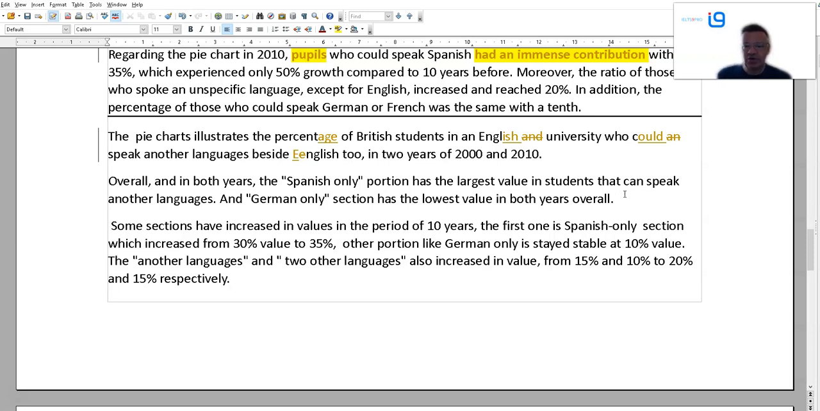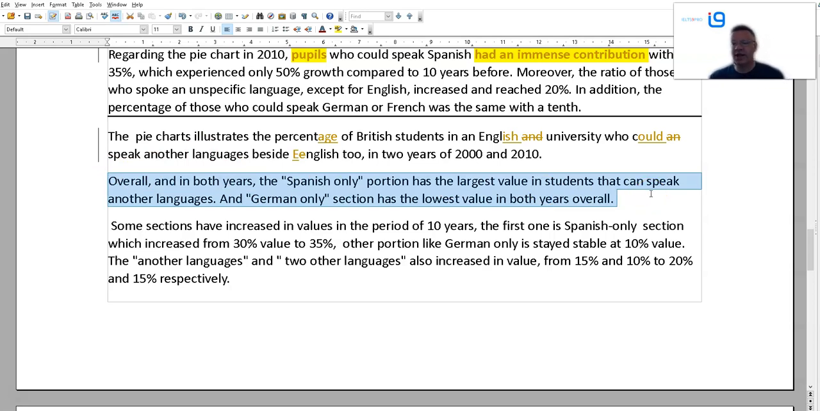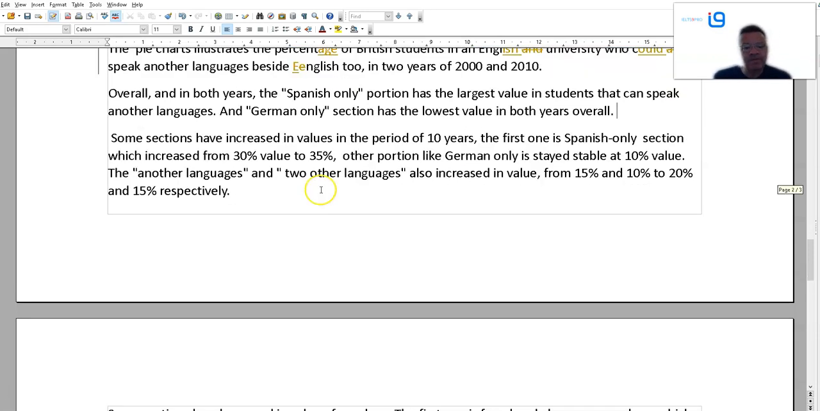proficiency has increased across the board. That's the main feature. Across the whole of the sector of a pie chart, it's increased in general. So I would have included that, but that's not too bad. So that's more or less the general idea. What's the biggest? What's the smallest? But like I say, I would have put the overall thing first. More people can speak more languages. Some sections have increased in value.